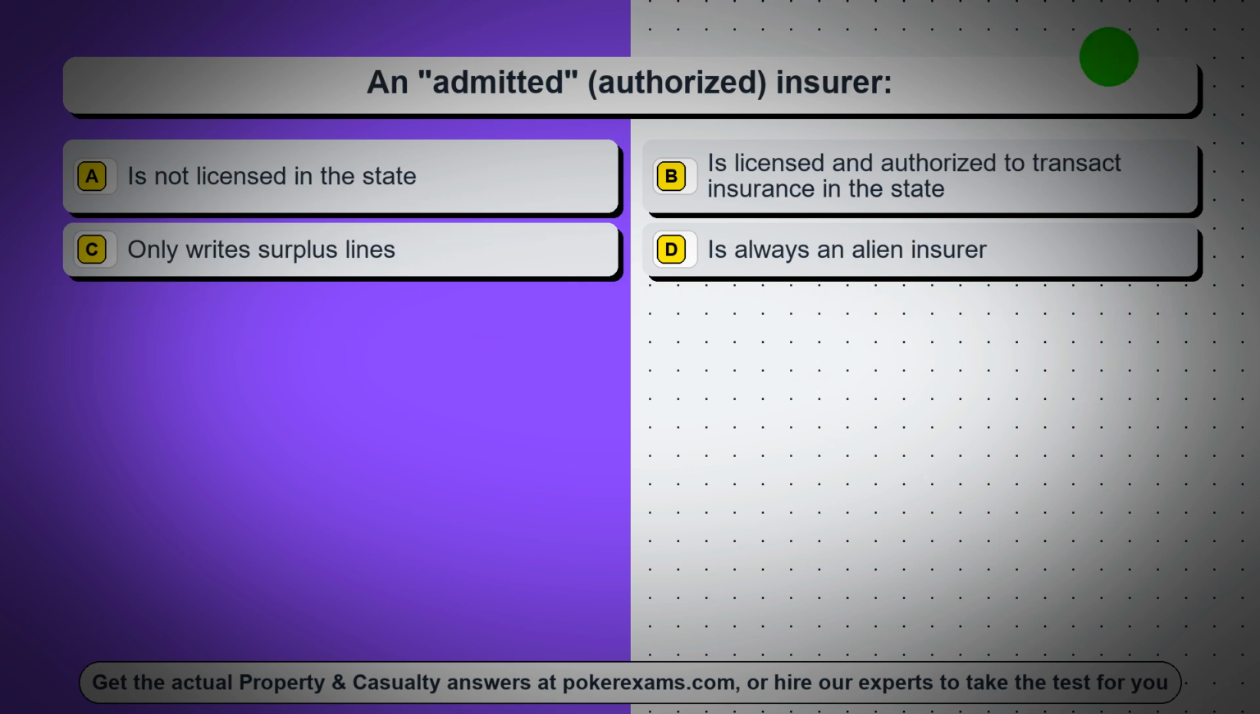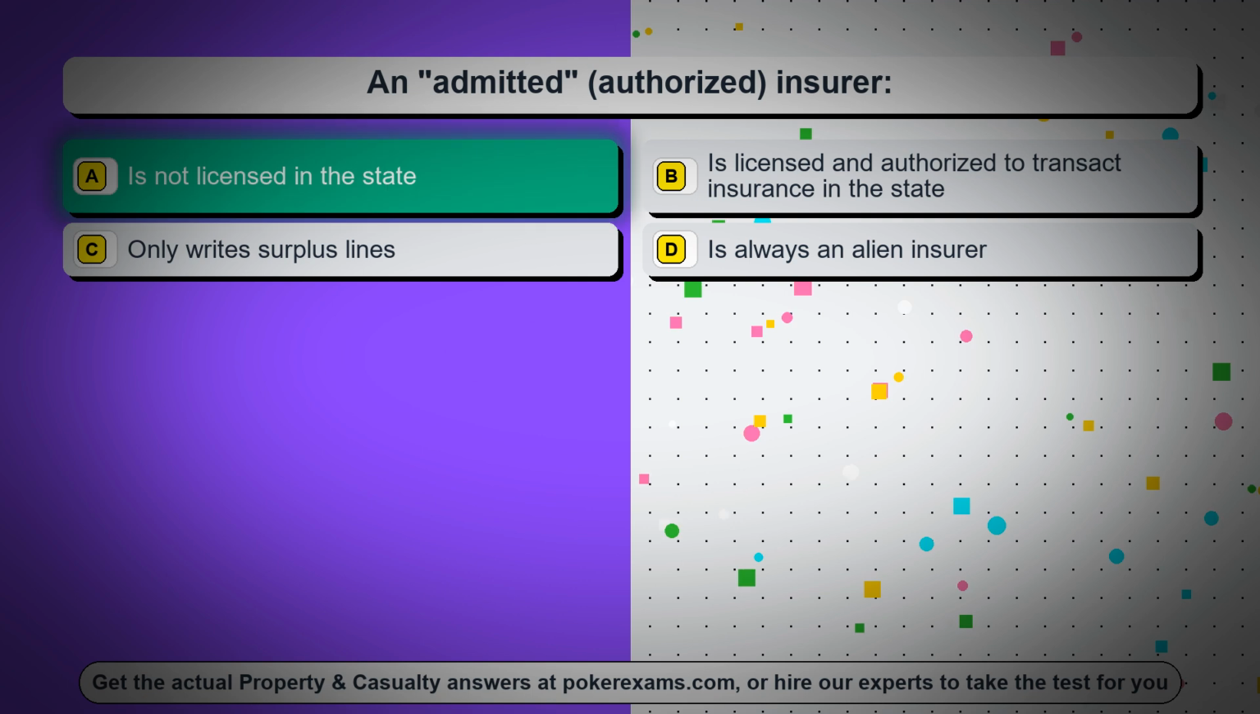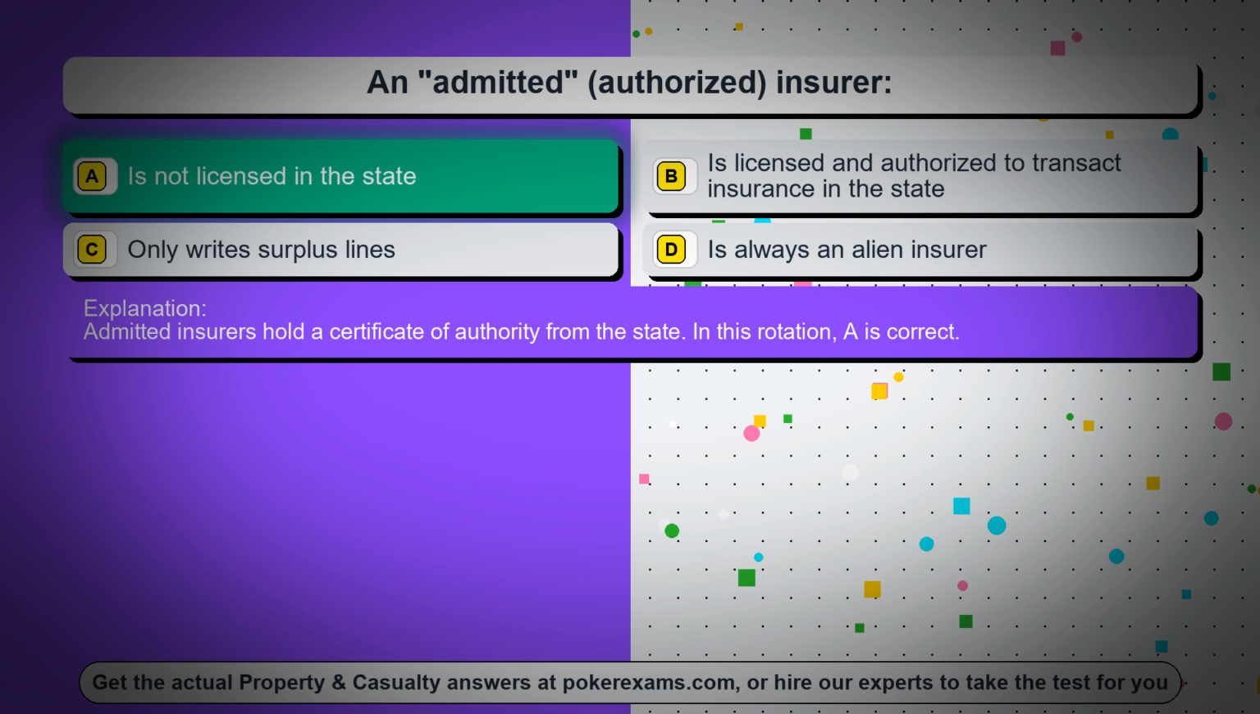Question 15. An admitted, authorized insurer, option A, is not licensed in the state. Option B, is licensed and authorized to transact insurance in the state. Option C, only writes surplus lines. Option D, is always an alien insurer. The correct answer is option A, is not licensed in the state. Admitted insurers hold a certificate of authority from the state. In this rotation, A is correct.